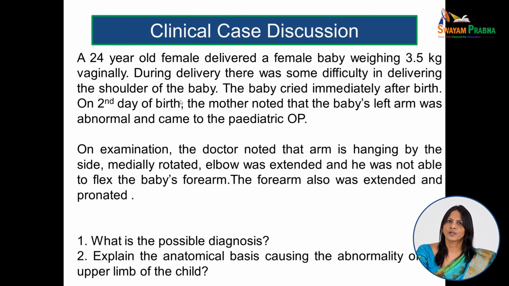So when the baby presented on the second day of the birth, the typical position of the baby as noted by the doctor, that is, the arm is hanging by the side, medially rotated, elbow extended, a pronated forearm, all points out to an injury in the superior part of the brachial plexus. So, it will be very easy for you to give the diagnosis and the anatomical basis causing the abnormality if you think of all the symptoms, signs, and correlate with the history.